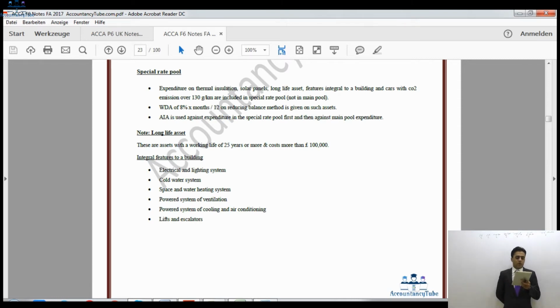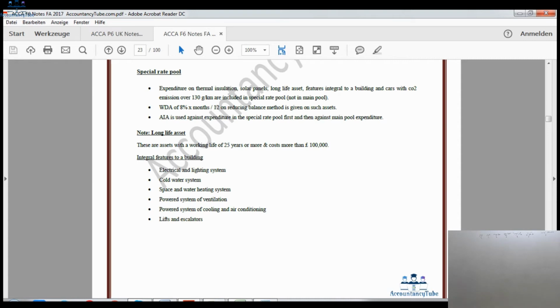It is not only on improvements we have done to the building, it is also on the special cars, the cars which emit more towards the environment, over 130 grams per kilometer. As you can see in your notes, expenditure on thermal insulation, solar panels, long life assets, features integral to the building, and cars with CO2 emissions over 130 grams are included in the special rate pool. These do not go into the main pool. These go into the special rate pool.